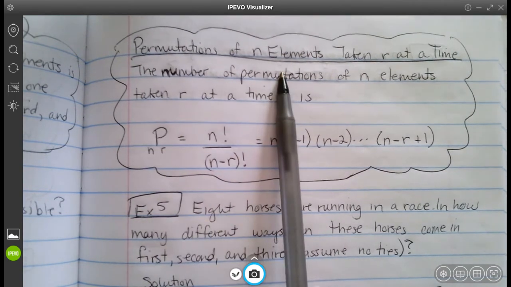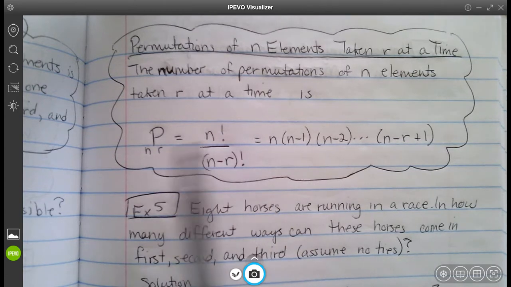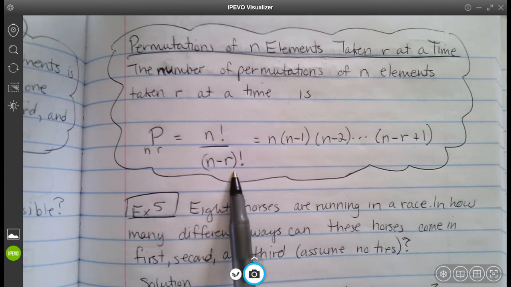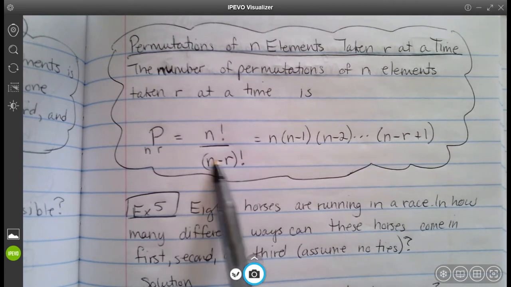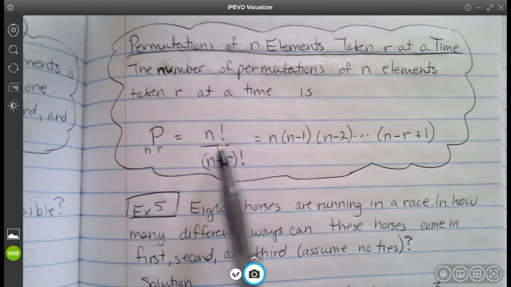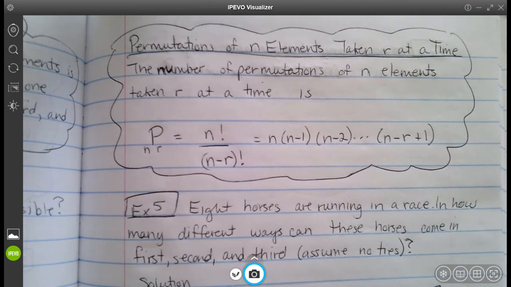The number of permutations of n elements taken r at a time is this, where we have our total divided by n minus r factorial. So if you think about the one we did down here, we could have used this formula to get the same answer, okay? And we've seen a rendition of this in the past, so it shouldn't be too difficult. I have an example that goes with this.